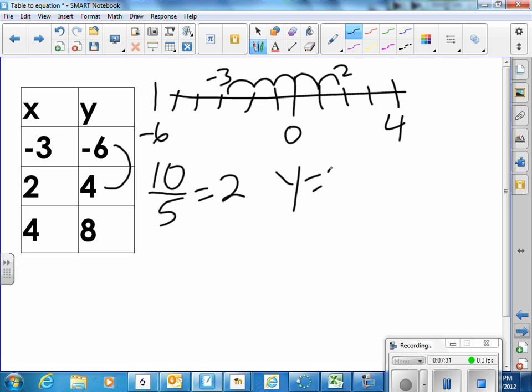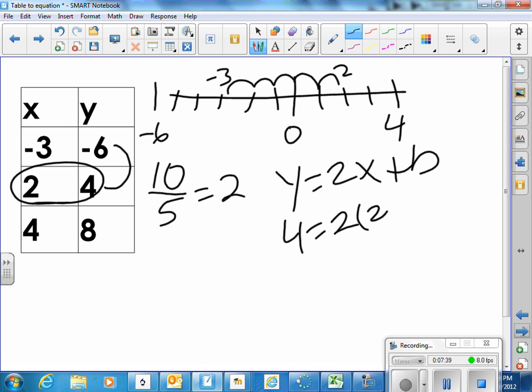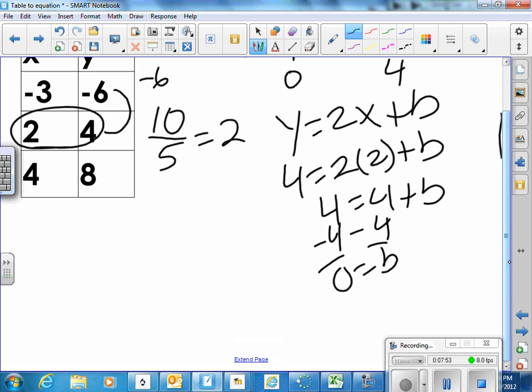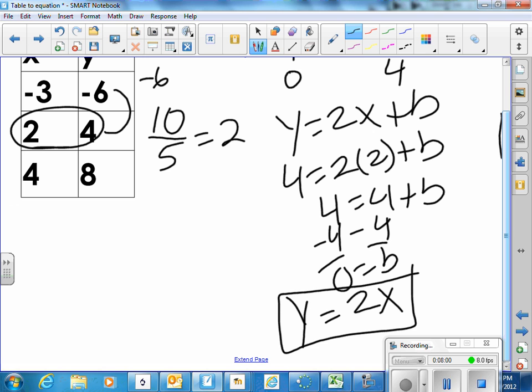y equals 2x plus b. Plug in any point. Let's pick this one. So 4 equals 2 times 2 plus something. 4 equals 4 plus something. Subtracting 4 from each side says that b must be 0. So y equals 2x plus 0, or just 2x. That's what we got graphically.